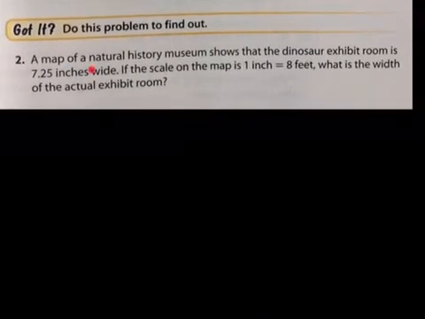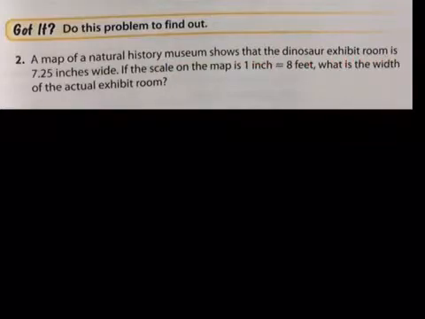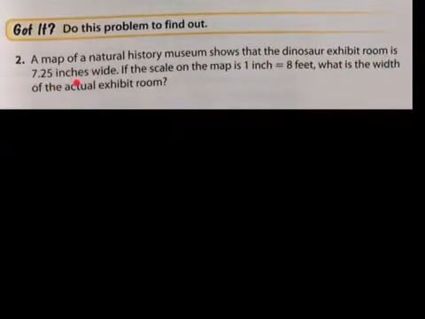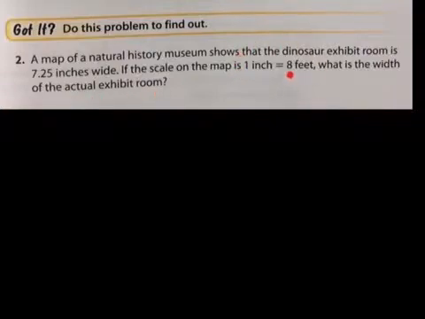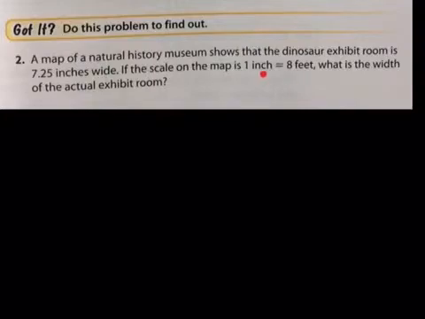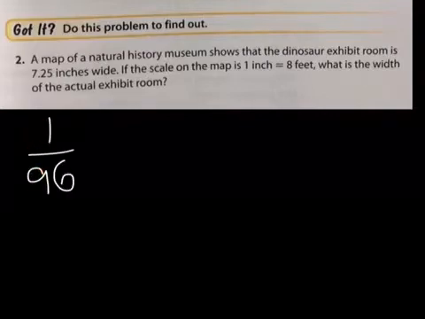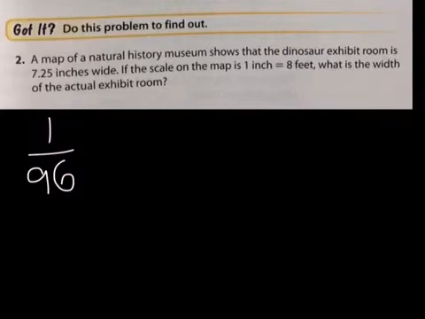A map of a natural history museum shows that the dinosaur exhibit room is 7.25 inches wide. If the scale on the map is 1 inch to 8 feet, what is the width of the actual exhibit? So now we can find what our scale factor is by changing the 8 feet to inches. You know, for every foot you have 12 inches. So it would look something like this. 1 to 96. Okay, 1 inch, and here's 8 feet written in inches.